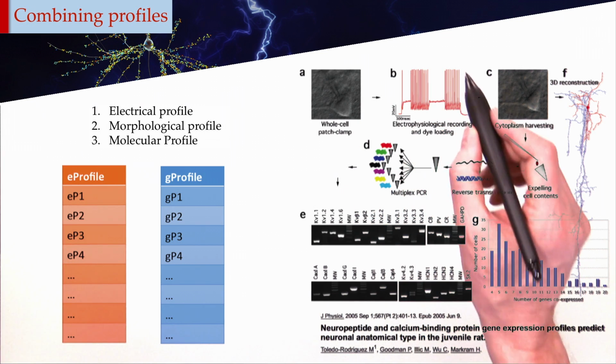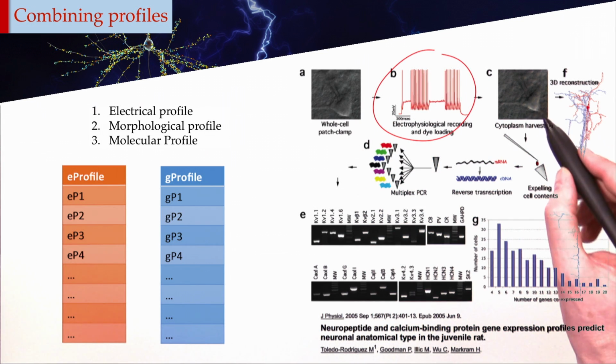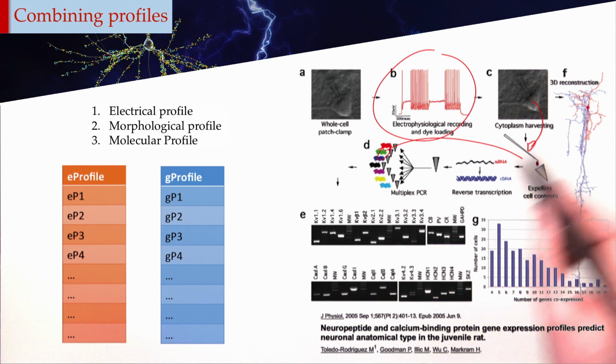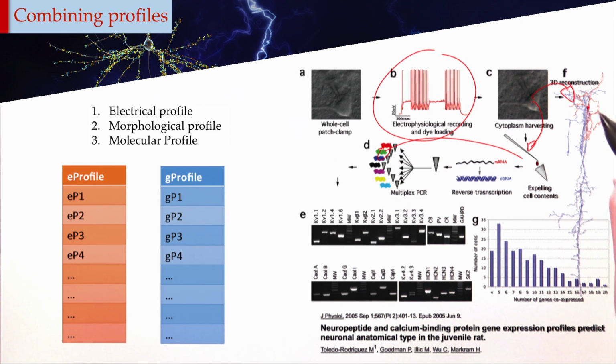We can do whole cell patch clamp. We get the electrical properties. We get the cytoplasm, and we can determine which genes are expressed. And we stain the cell, and we can get the morphology.